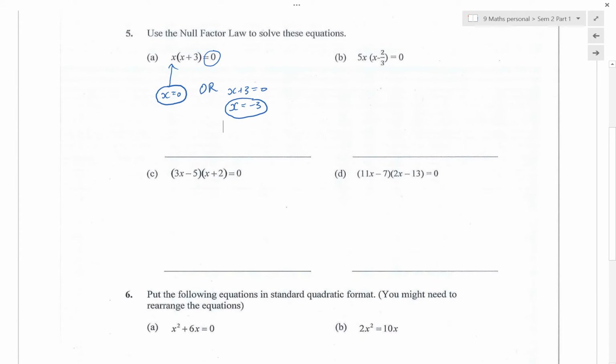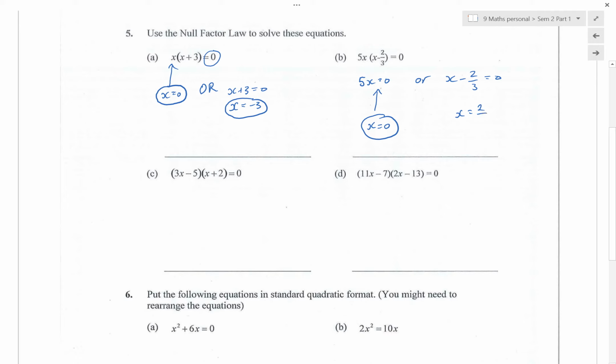What about the next one? We've got 2 things which are multiplied and they give a result of 0. So therefore 5x is equal to 0, or x minus 2/3 is equal to 0. Okay, so what does that tell us? What is x then? One of our solutions is x equals 0. We're going to circle that. And then the other one is x equals plus 2/3. Add 2/3 to both sides.